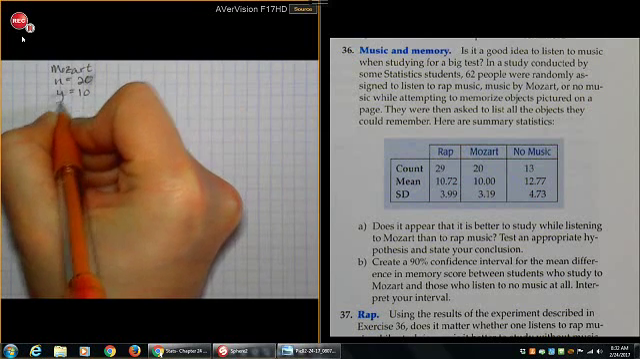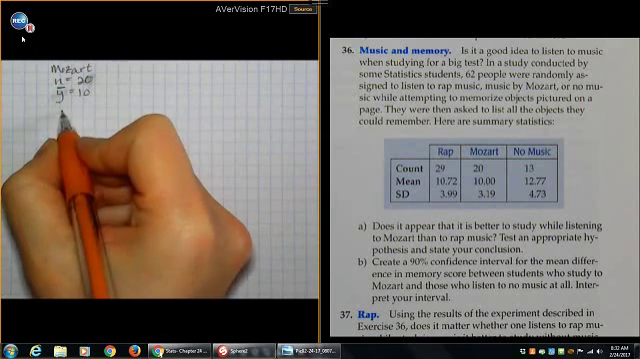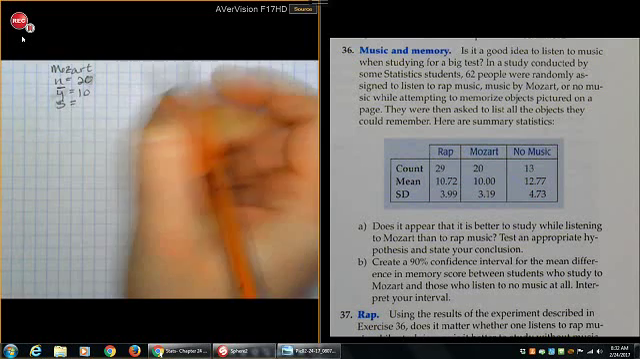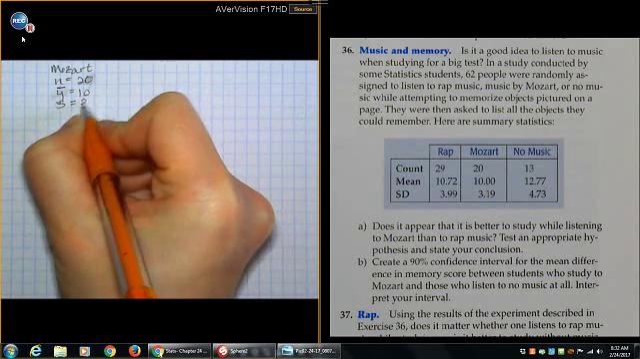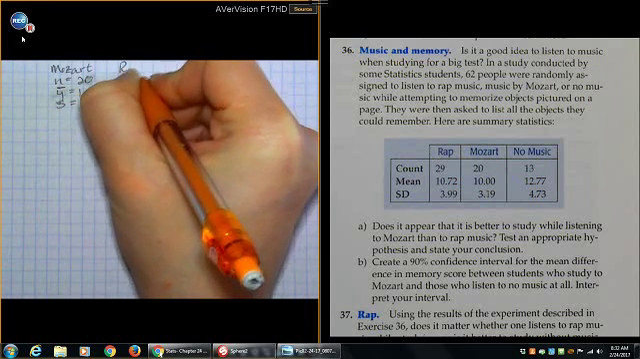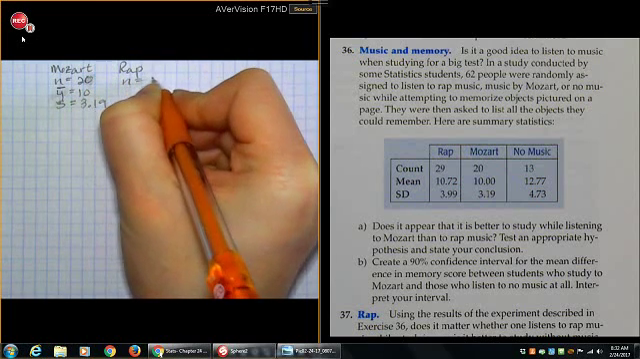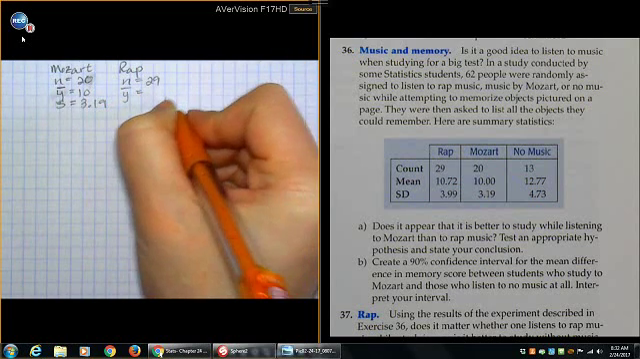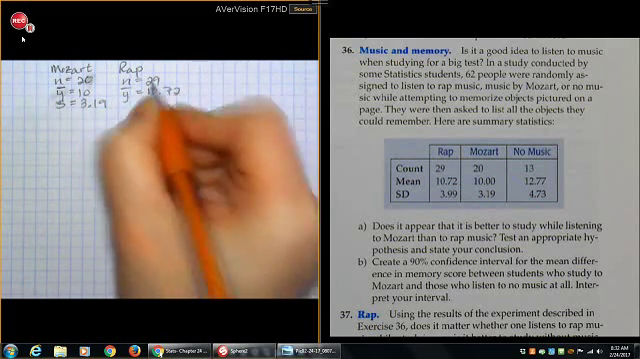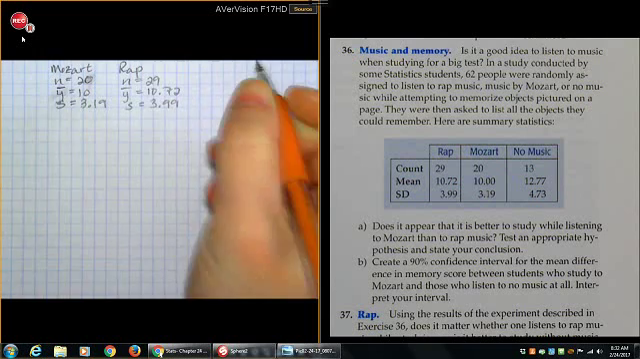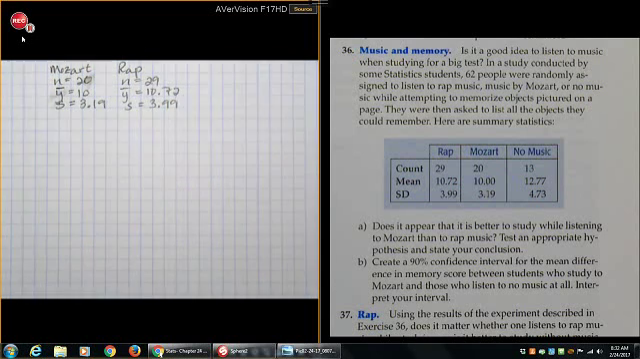Because that is our sample mean, that's y bar of 10 and a standard deviation of 3.19. And our rap group had an n of 29, a y bar of 10.72, and a standard deviation of 3.99. So with the two-sample t-test, you're not really doing any mechanics.